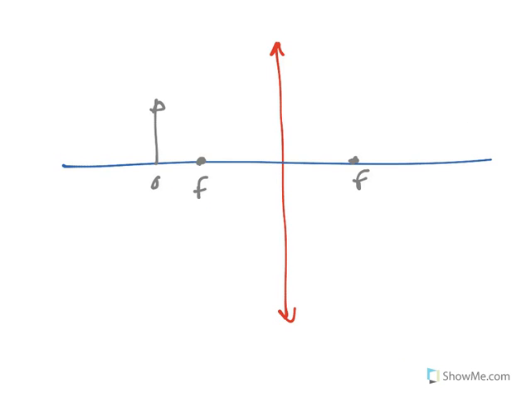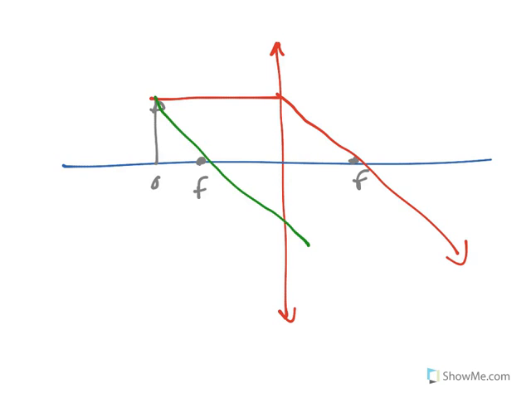So we're going to go straight to the lens, and then we're going to bend through the focus. Alright, so we got that done. Second thing we're going to do is go through the near side focus to the lens. Okay? And then let me try that again.